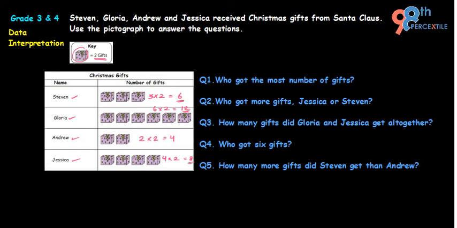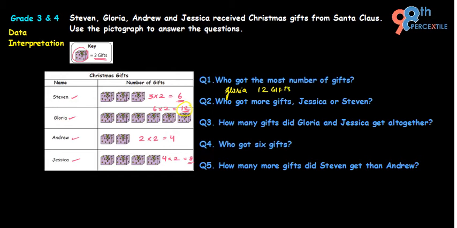Let us go ahead and answer the other questions here. The first question reads, who got the most number of gifts? Stephen has got 6, Gloria has got 12, Andrew has got 4 and Jessica has got 8. So clearly, Gloria has received the maximum number of gifts. The answer is Gloria received the maximum number of gifts, and that is 12 gifts.